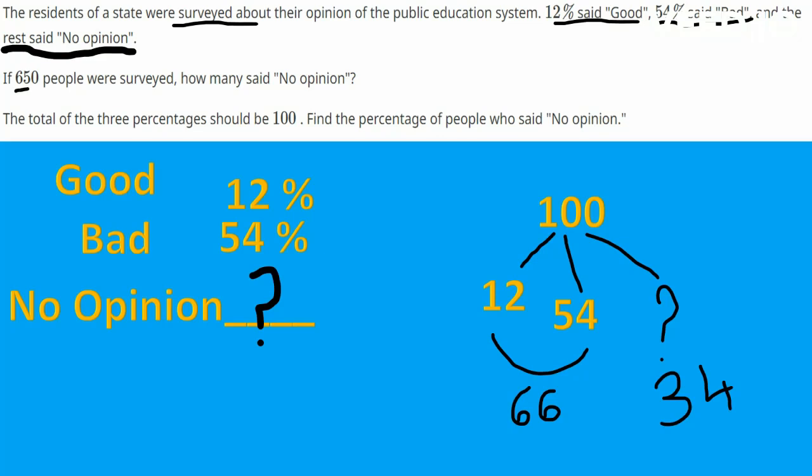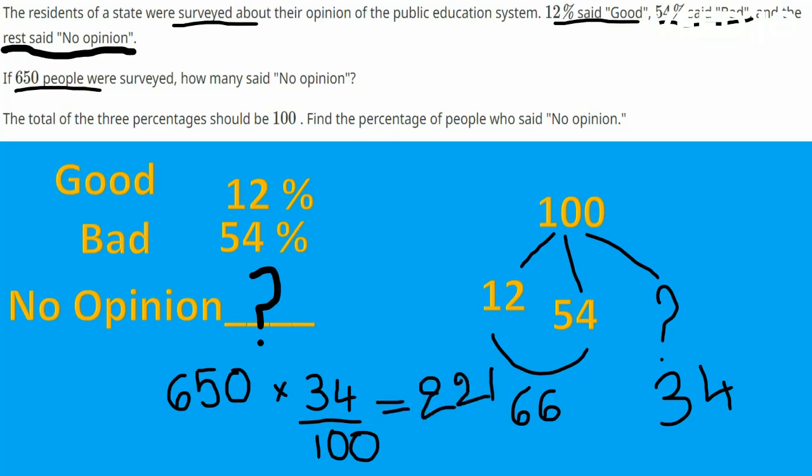But the total is 650 people. So of 650, 34% is 34 by 100. There should be 221 people. The question is about percentage, which is 34.